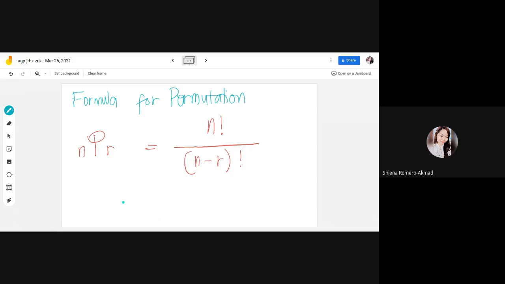So, do you understand how did we get the formula for permutation? So, nanggaling siya actually sa factorial, and we relate the numbers to the problem, and then we get the formula.